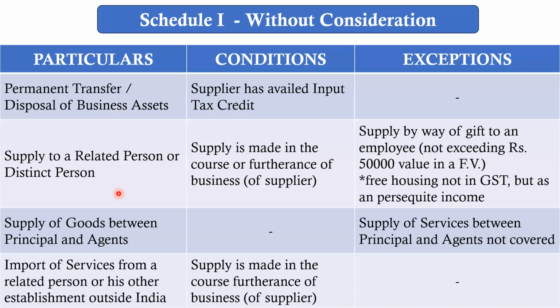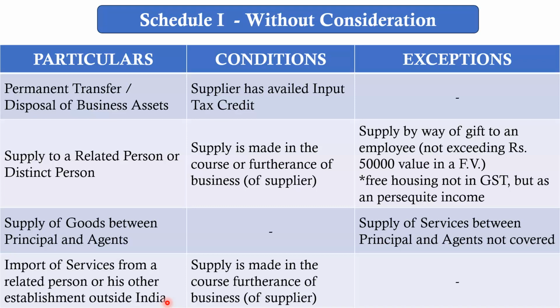Again, highlighting the value, the value must not exceed rupees 50,000. Free housing, that is the perquisite value, is not covered under your GST. Okay, that is considered in your direct taxes. Now, the question over here is what or who is a related person or who is a distinct person.